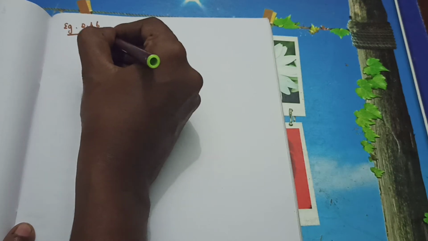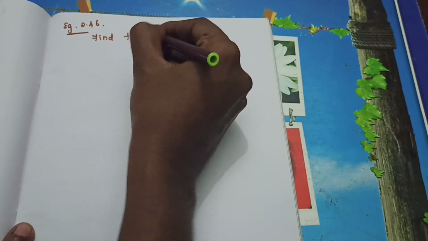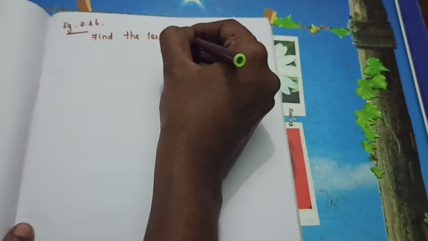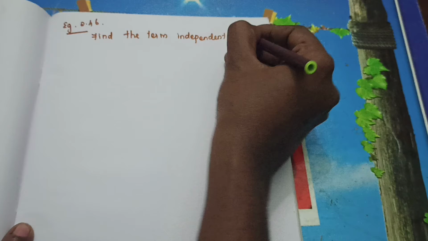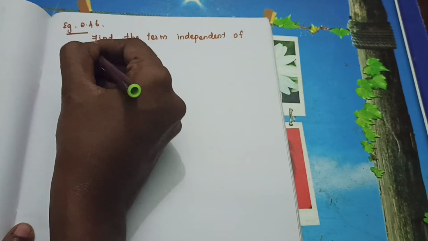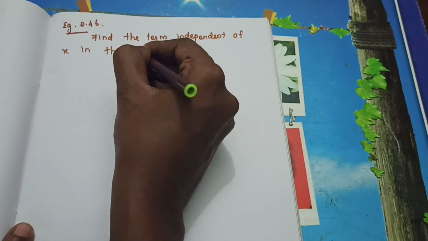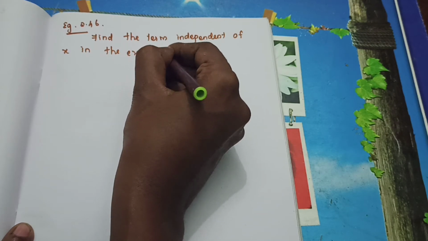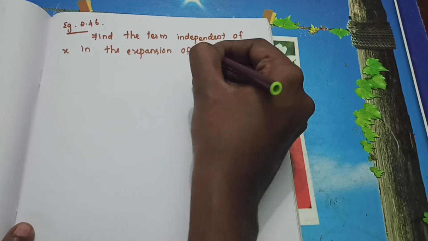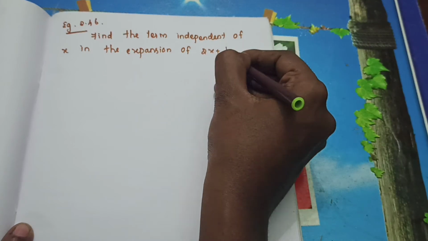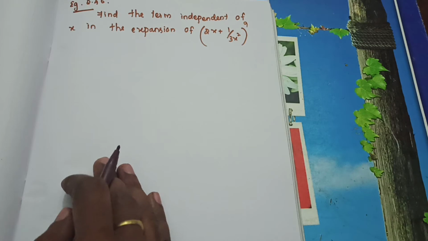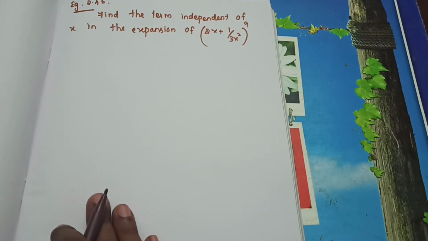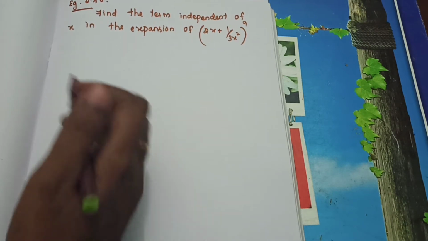Example 2.46. Find the term independent of x in the expansion of 2x plus 1 by 3x square the whole power 9. Okay, term independent of x. So term independent of x means there's a small difference is there.